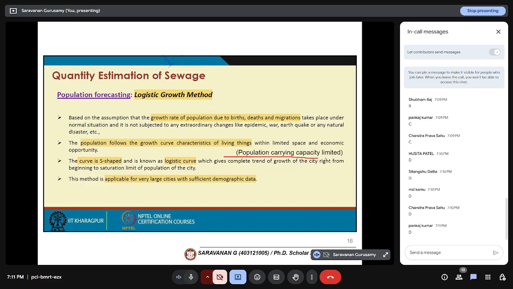When the population carrying capacity is limited or applicable to the city with sufficient demographic data, so now here you can find some words: limited space and economic opportunity. That is called the logistic growth method.